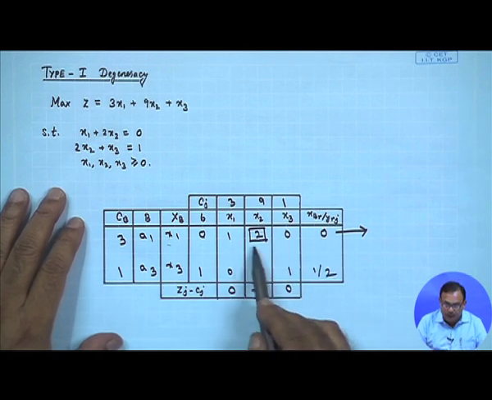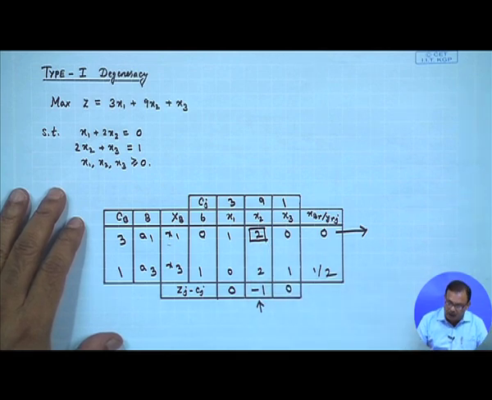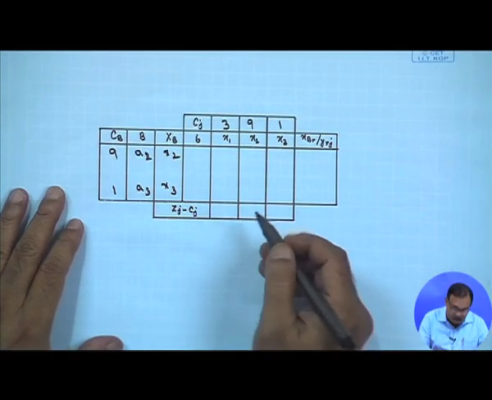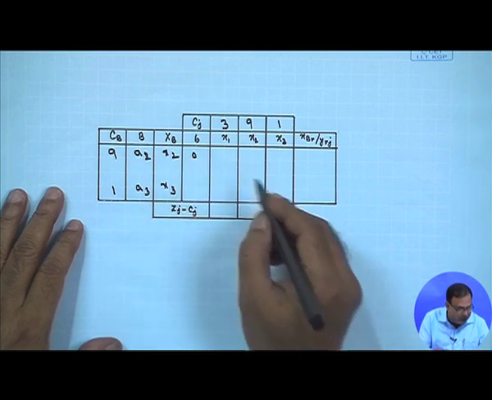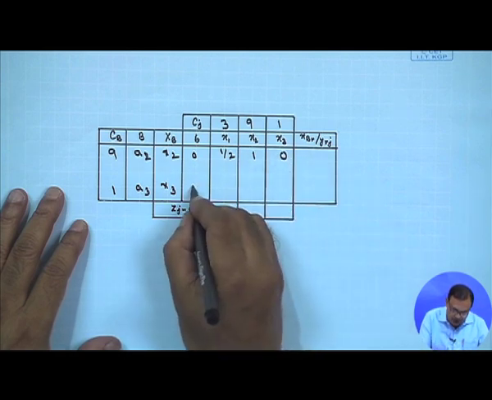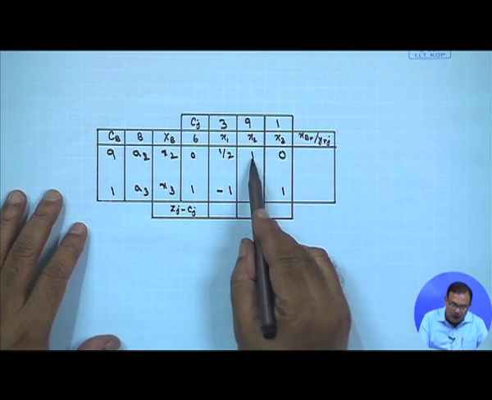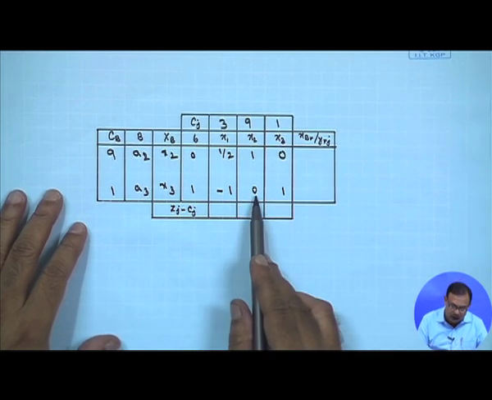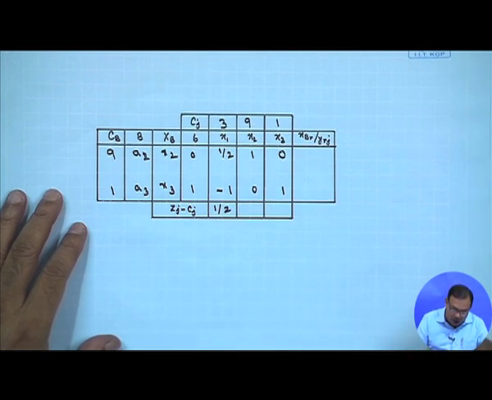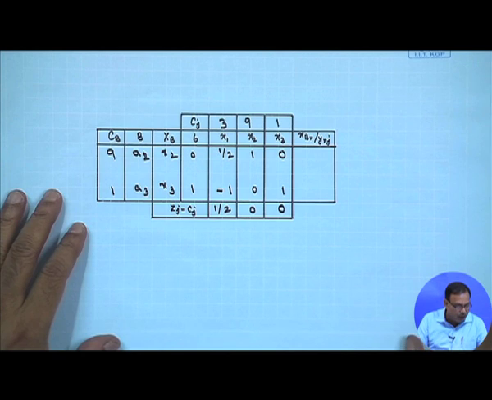Therefore, I have to make this 1, and all other elements of this column I have to make 0. So I will directly write the b values: 0, half, 1 and 0. This will be 1, minus 1, 0 and 1. So this one is the entering vector and this column is 0. If you calculate Zj minus Cj, it will become half, this will be 9 minus 9, 0, this will be 1 minus 1, 0.